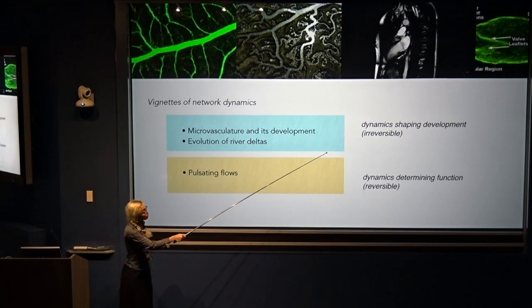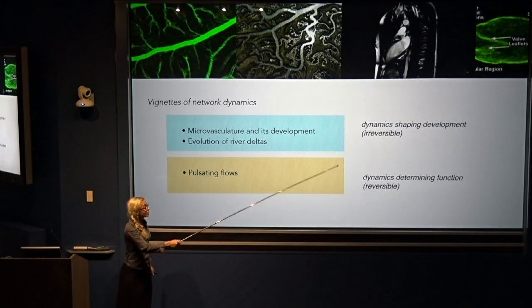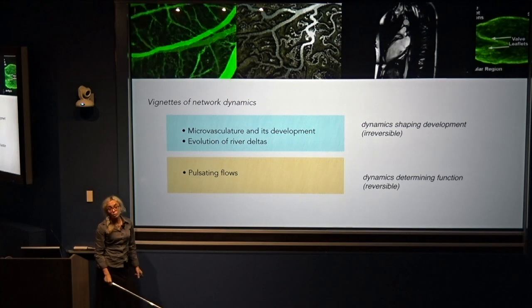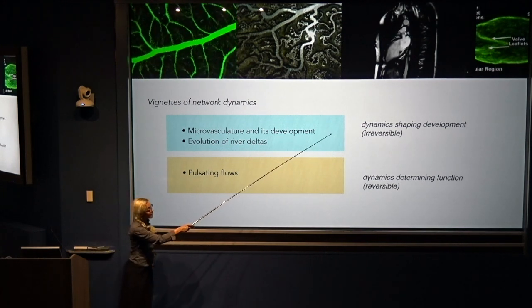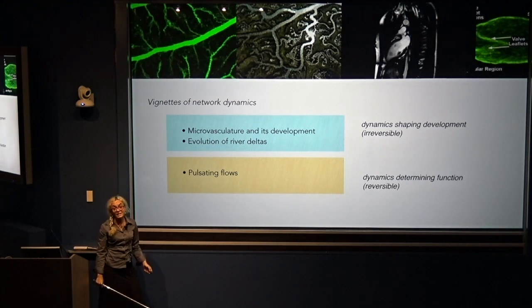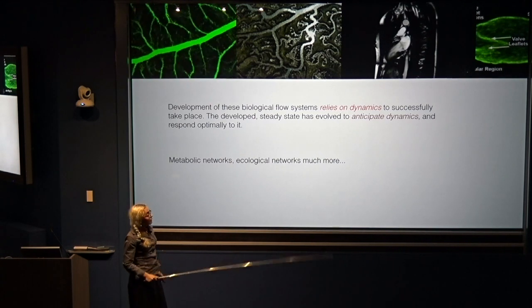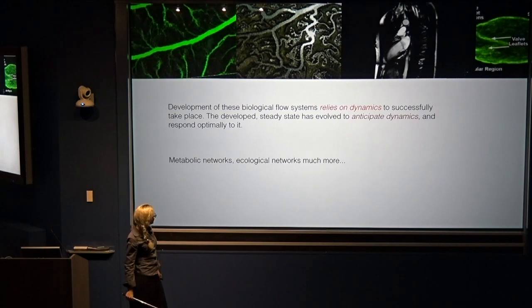I talked to you about irreversible changes in the network due to dynamics. This is network evolution. And in the second part, I talked to you about reversible changes, right? Dynamics in two different ways: dynamics shaping development and dynamics determining function. And you saw how pervasive this dynamics is. Now, this is a little bit of philosophical thinking that I personally find very interesting.